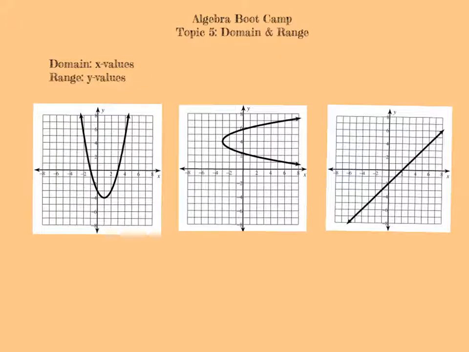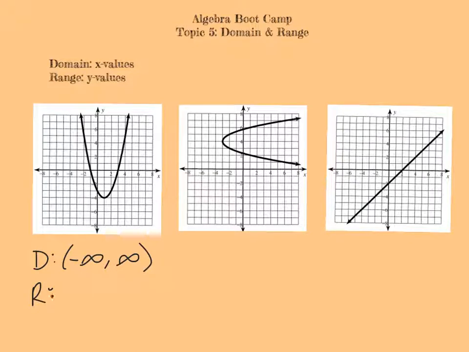So our domain is everything. The way that we write that is our domain is all real numbers, which we can write from negative infinity to positive infinity. Then our range, our y values, are what's restricted.